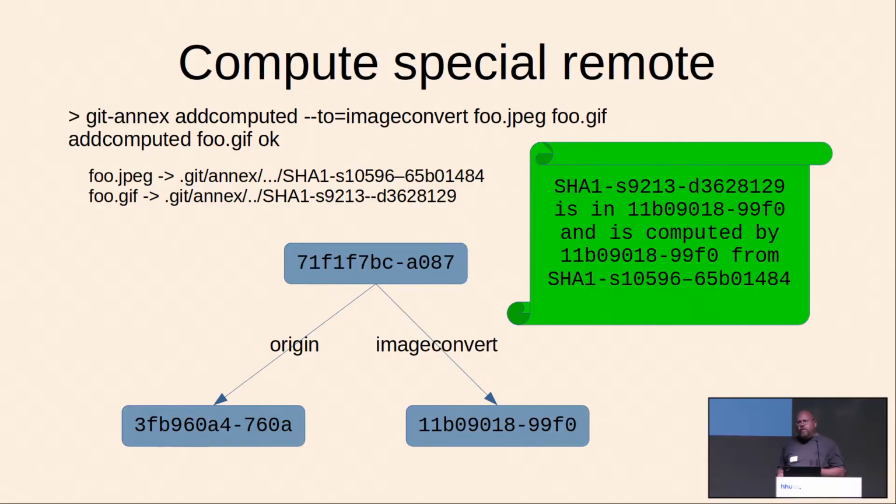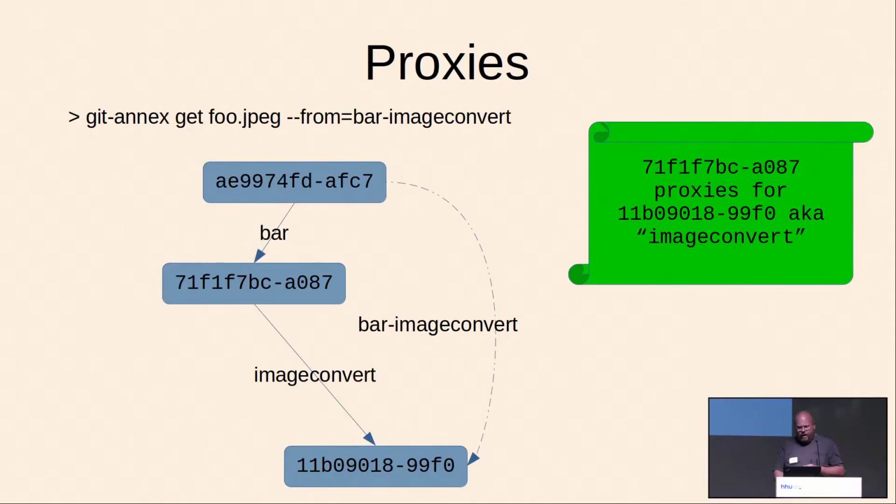And what happens is we just use a different kind of an object. Rather than a SHA-1 hash or something, we use an internal object type that git-annex has that allows multiple versions of a file to all be treated as one thing. So that is supported if you're curious. So that's how the compute special remote basically works. And I thought I would kind of use that to move on to this proxy thing.